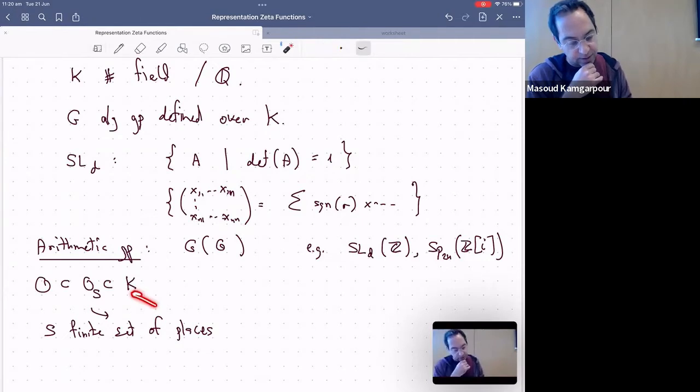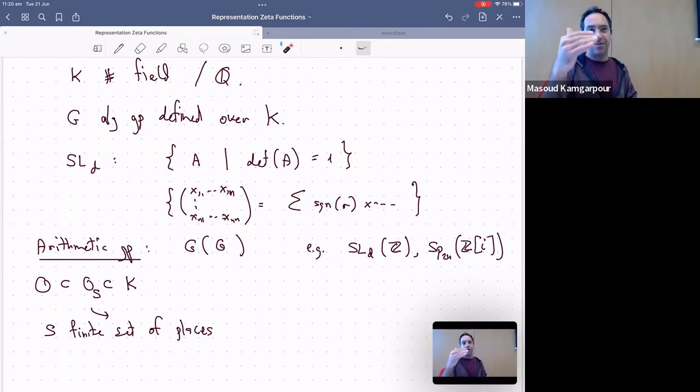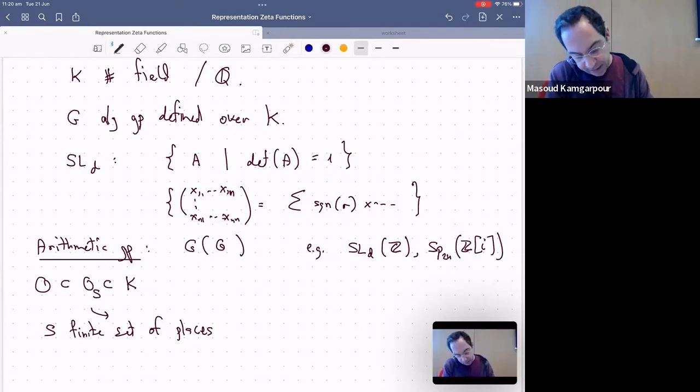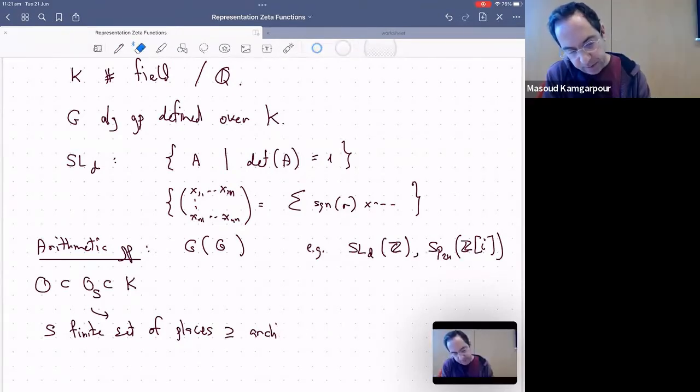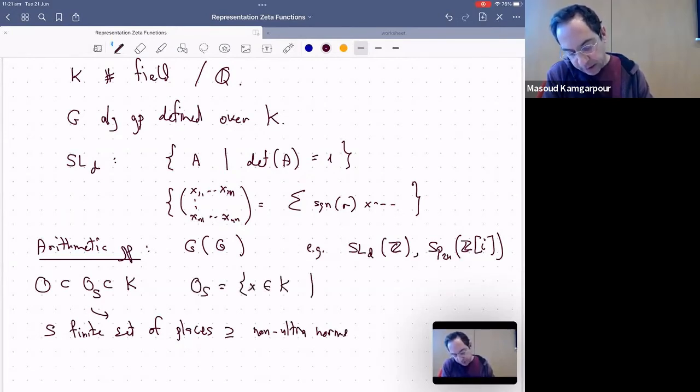So if you take a general number field, you will see finitely many Archimedean ones, and the rest will be non-Archimedean. Archimedean versus non-Archimedean is ultra, the ultra norm. So you take a finite set of places, and we insist that they contain the Archimedean ones. Let me maybe write down the non-ultra norms. And then O_S is going to be all the elements x in K such that the norm of x is at most 1 for every place not in S.